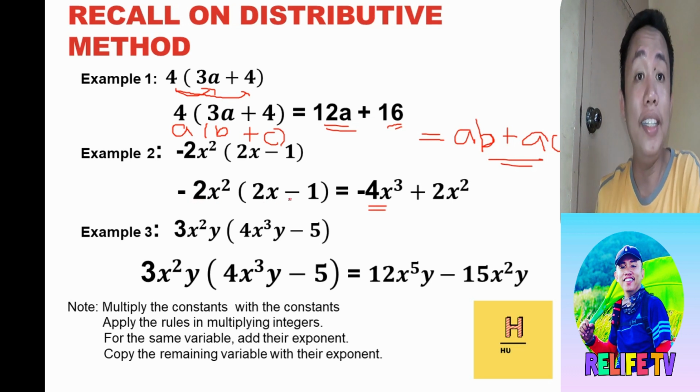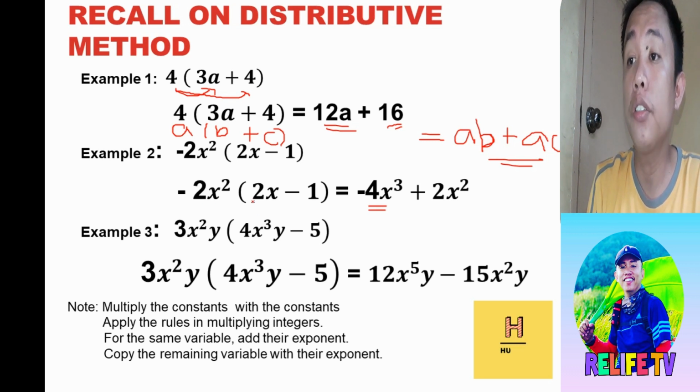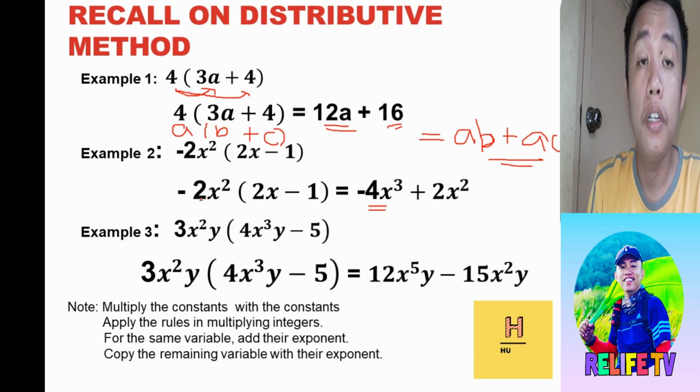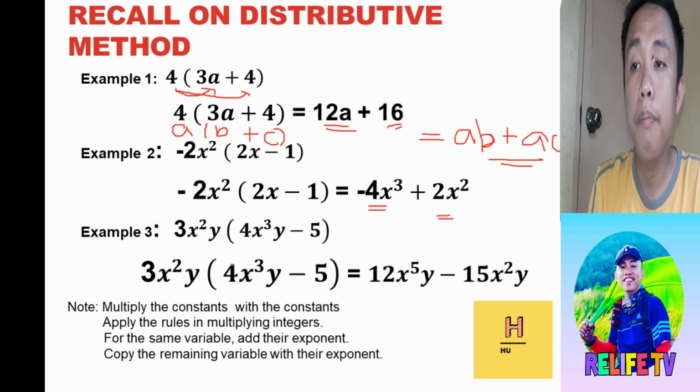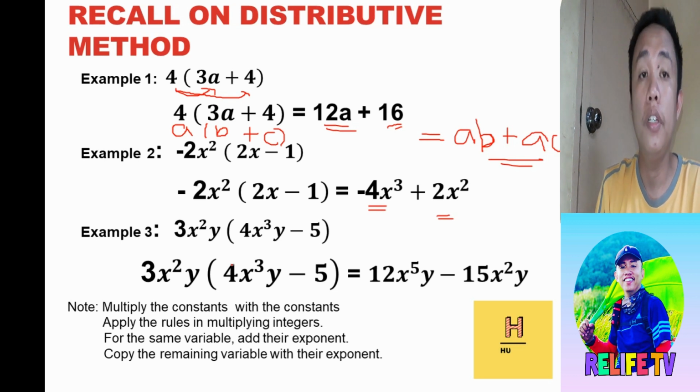So dito, ina-add natin yung exponent. So we have negative 2x squared times negative 1, that is positive 2x squared. So, negative, positive, kaya po to ay negative. Negative, negative, kaya po to ay positive.